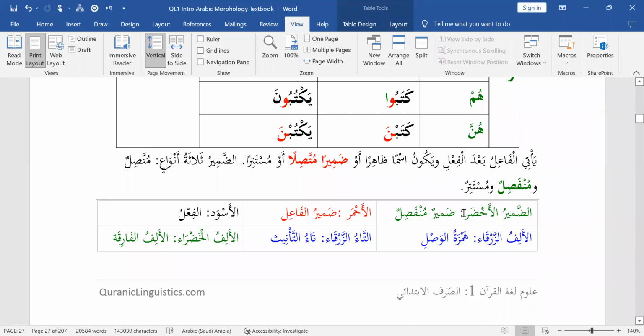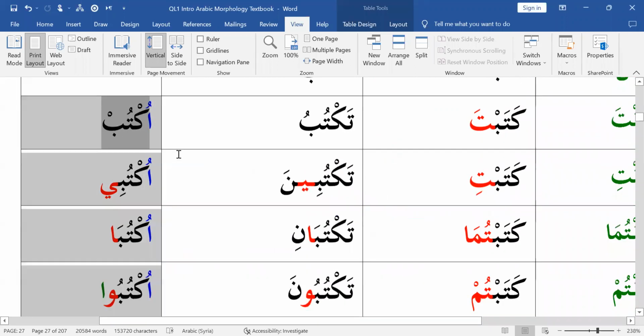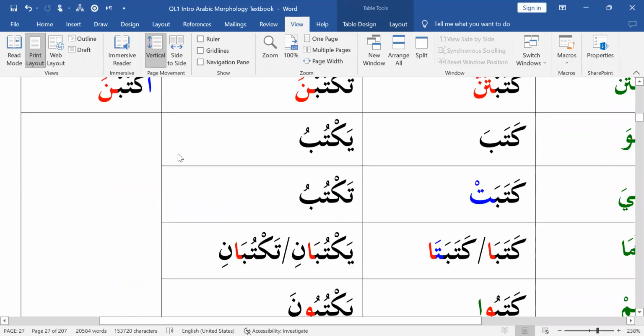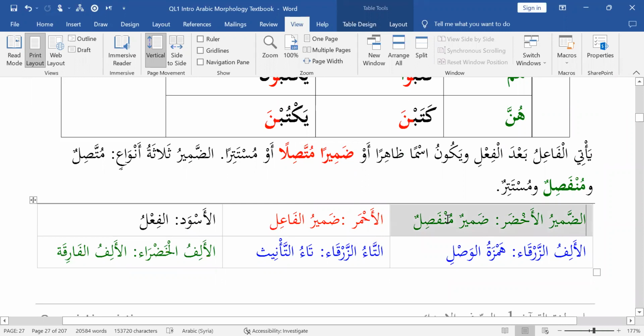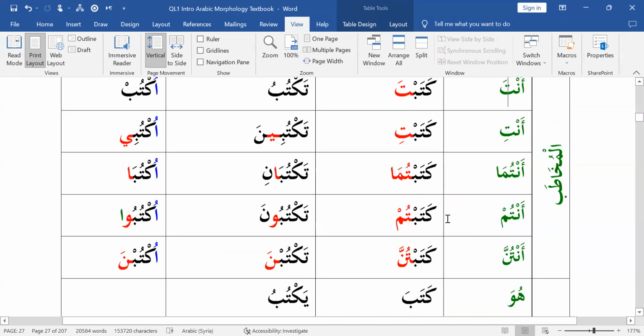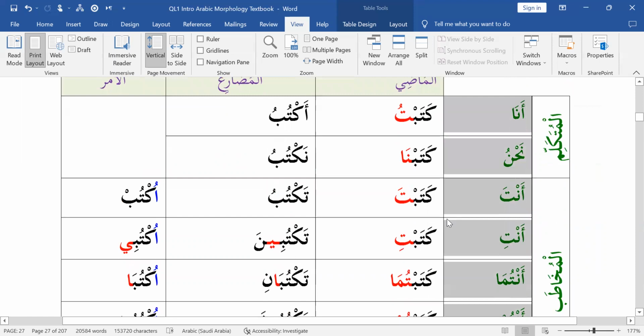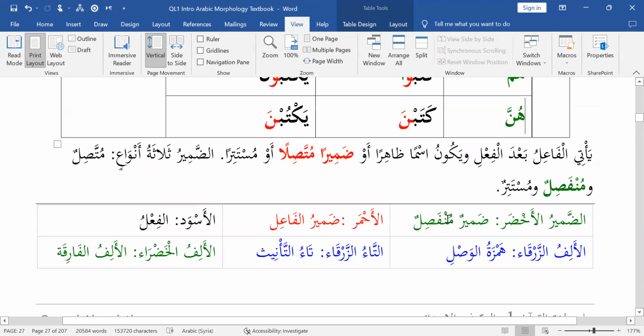So coming back to the color codes, al-alif al-zarqa, the blue alif, is Hamzat al-wasl in this color-coded chart. Other colors you already know: al-damir al-akhdar, the green pronoun, is damirun munfasil. Where are the green pronouns? Right here. All these green pronouns are munfasil. What is munfasil? Disconnected, standalone, separate pronouns.